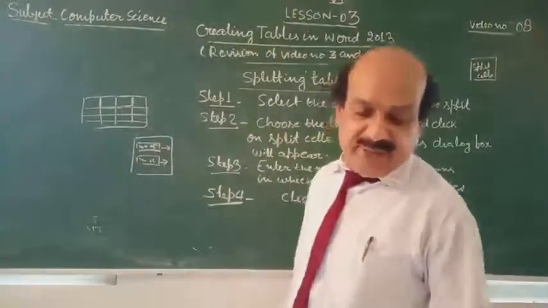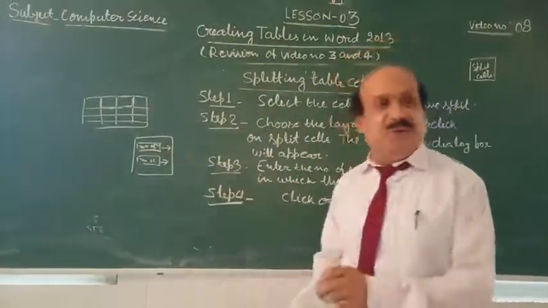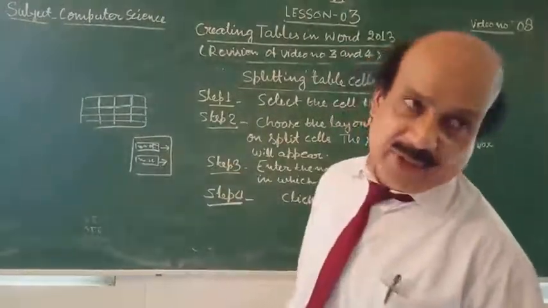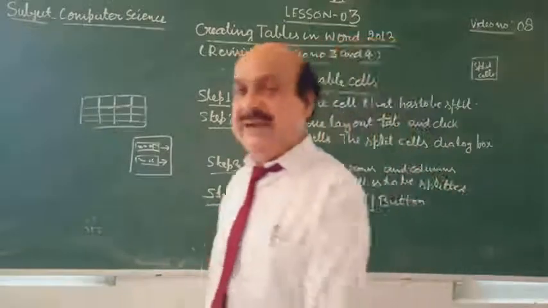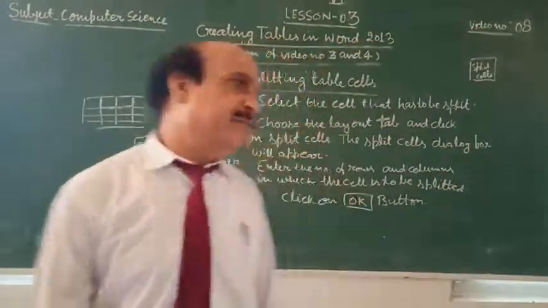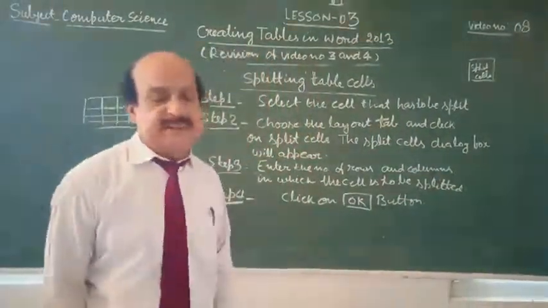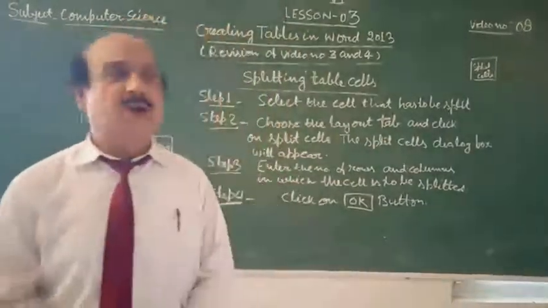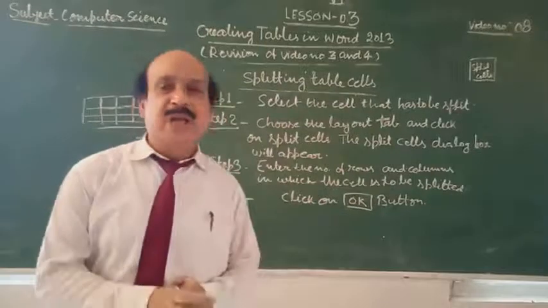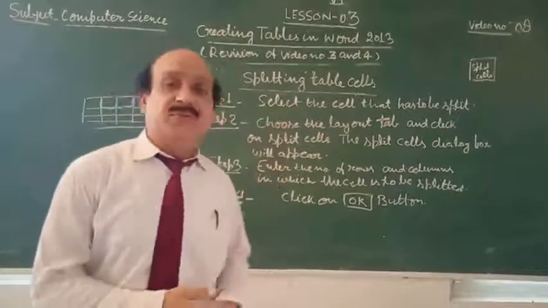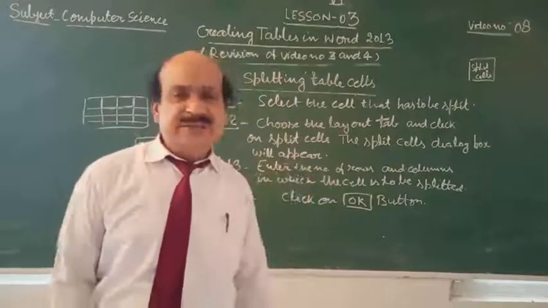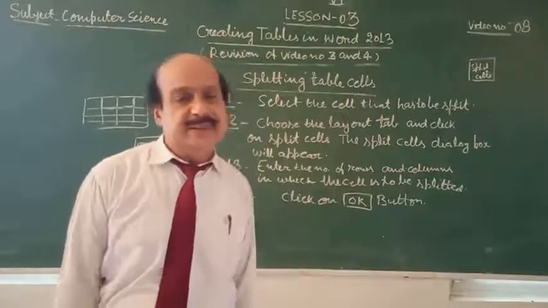When this is done, the last step is step 4: click on the OK button. At the bottom you will find the OK button; put the cursor on it and click the mouse. You will see the cell you selected has been split. So this is the method of how we can split table cells.